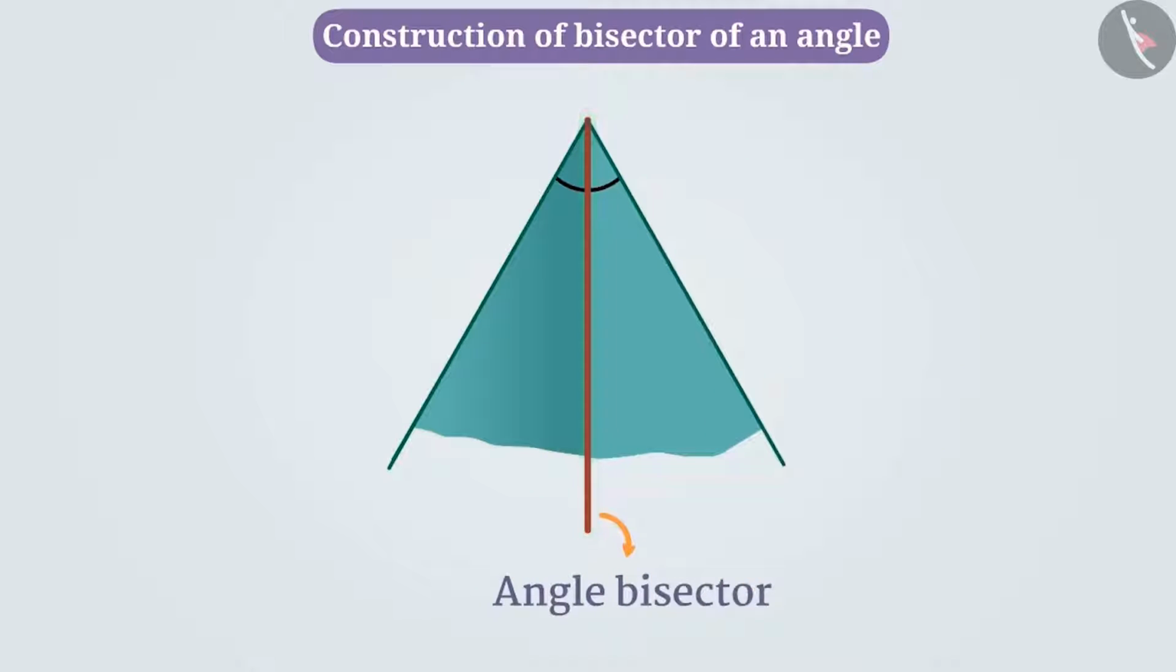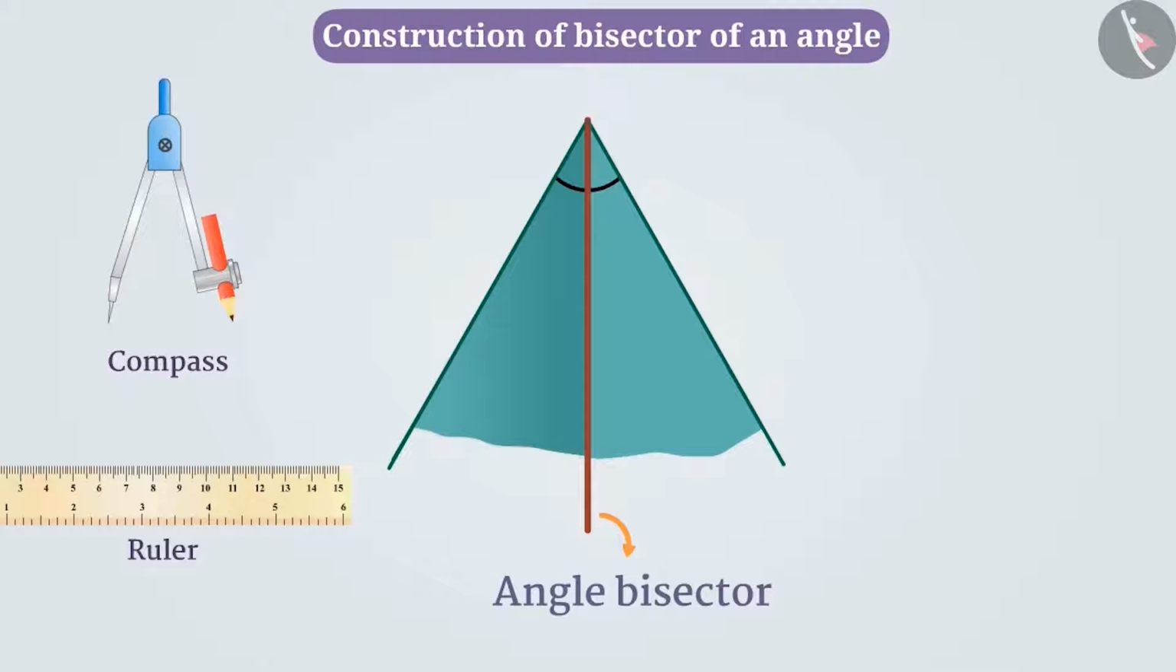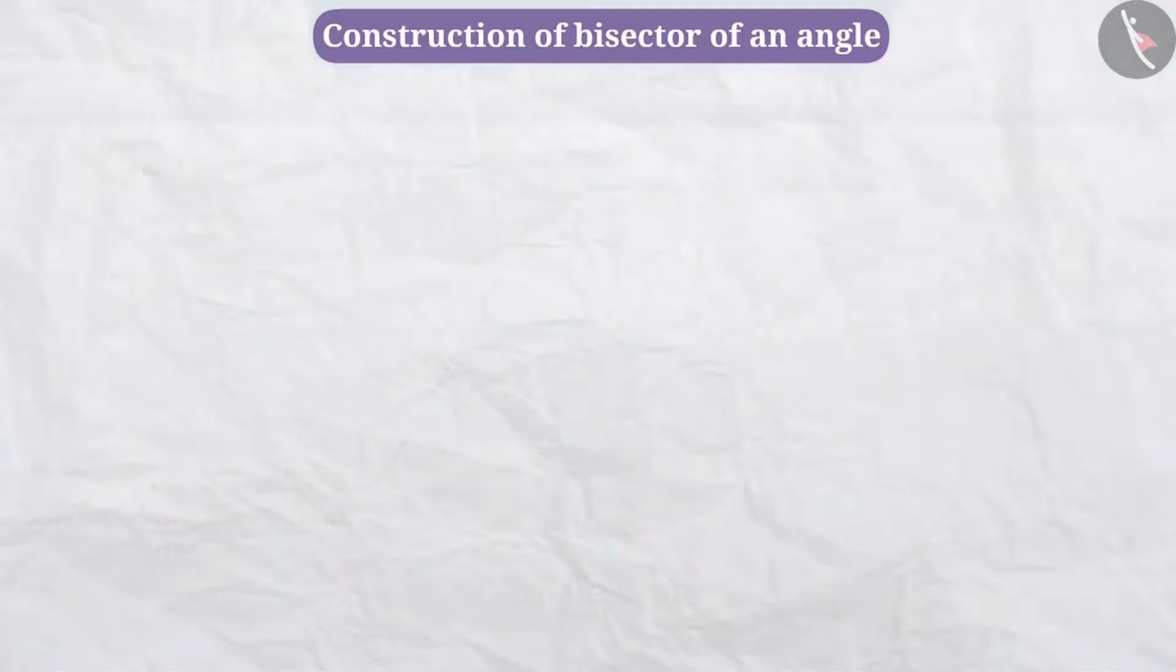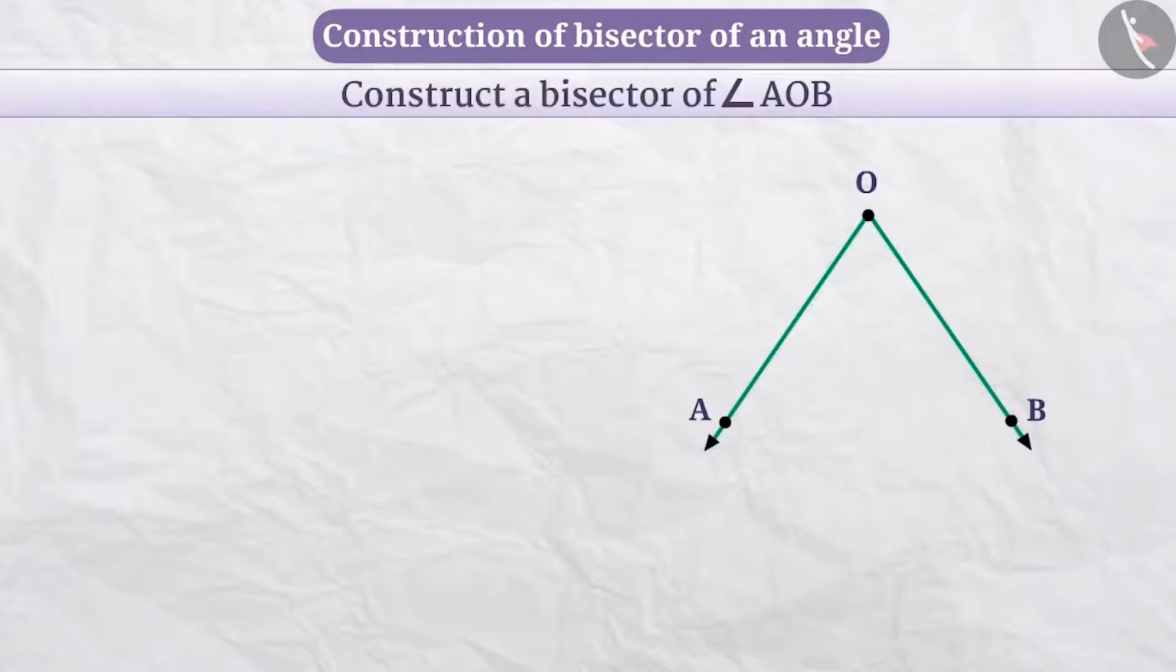To obtain the bisector of an angle, we use the tools of geometry. We can obtain the bisector of an angle with the use of a ruler and a compass. So, let's understand the method. Let's see how we can construct the bisector of angle AOB using this method.